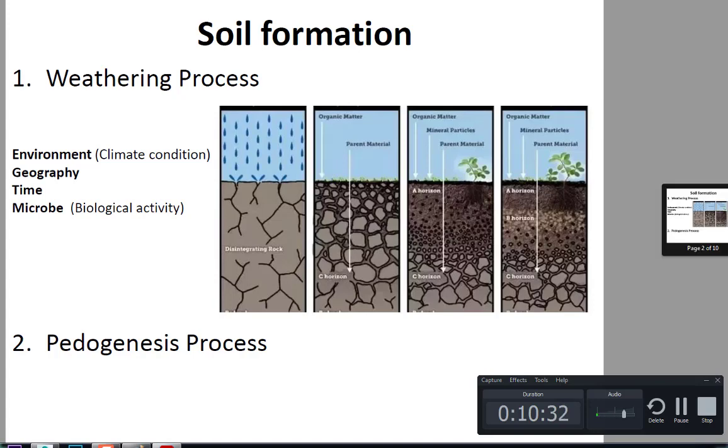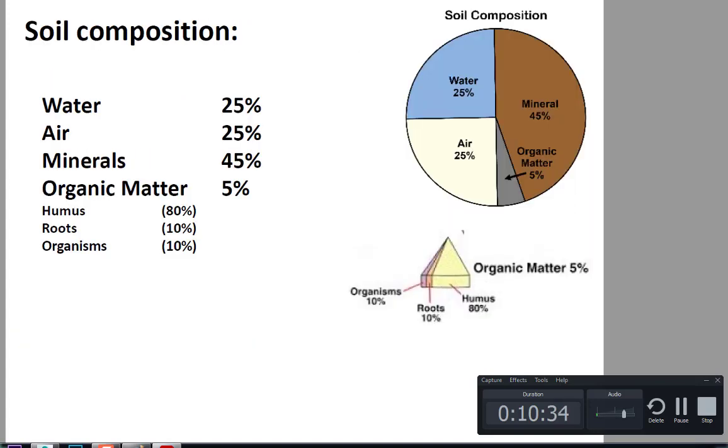In the next slide, we will discuss the soil composition. As I have already said earlier, the valuable part of the land is the soil, and soil is the composition of water, air, minerals and organic matter.